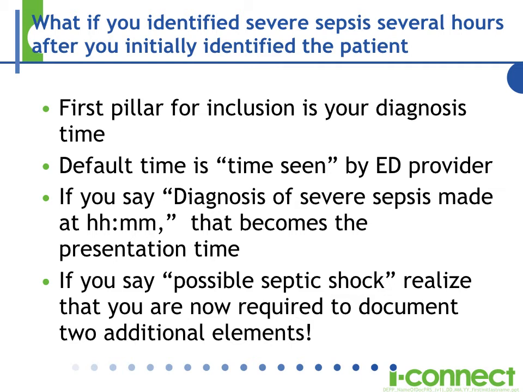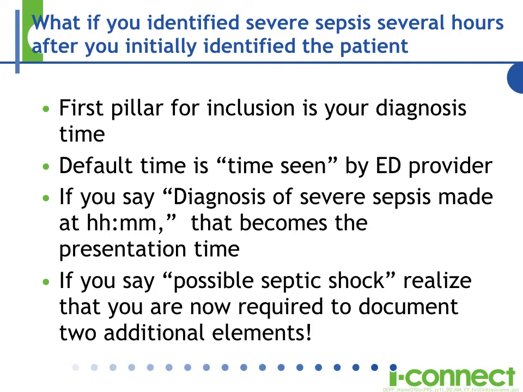In cases like that, where the diagnosis is made late, we need you to say the diagnosis of severe sepsis or a septic shock was made at, and then state a time. You can do that in your impression when you say pneumonia, diagnosis made at such and such a time, or you can make a separate note in the progress note. But if you specify the time that the diagnosis was made, then the data abstractors will use that specific time as the start time for the presentation.